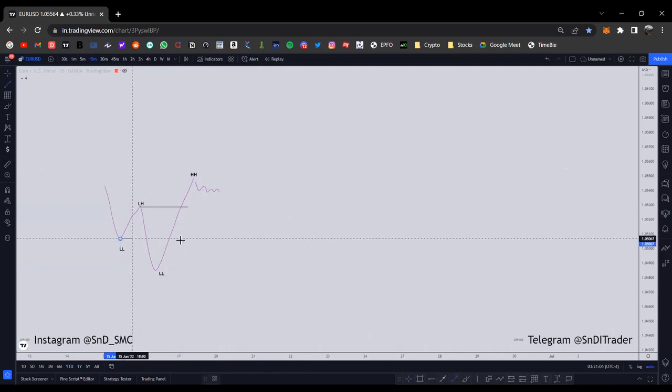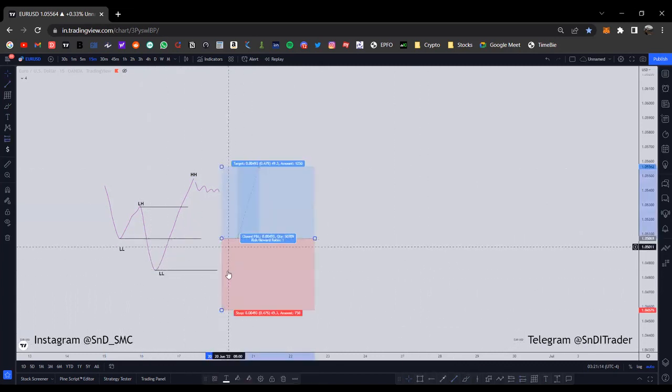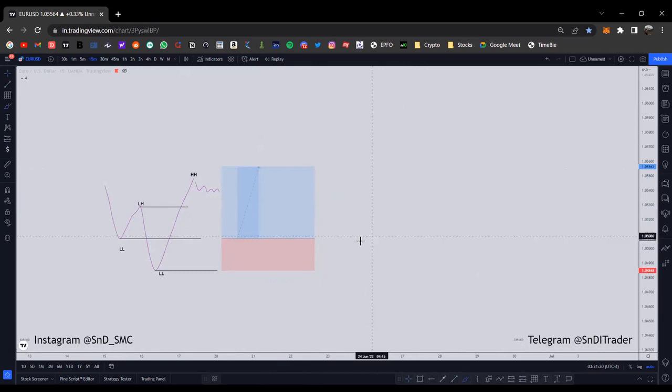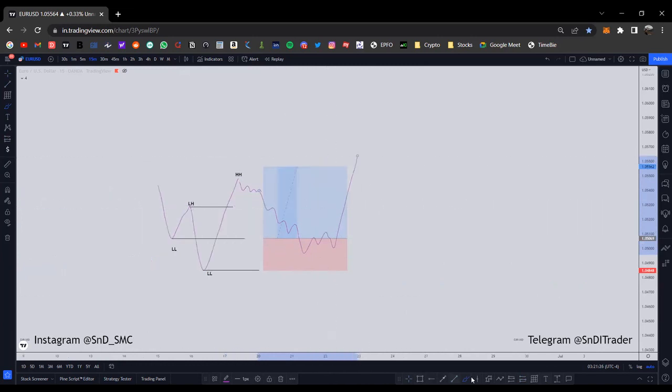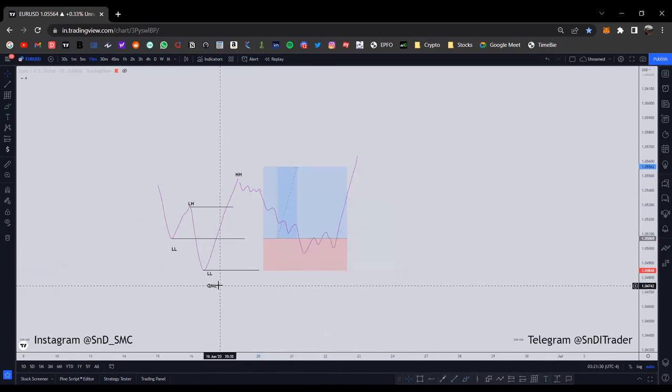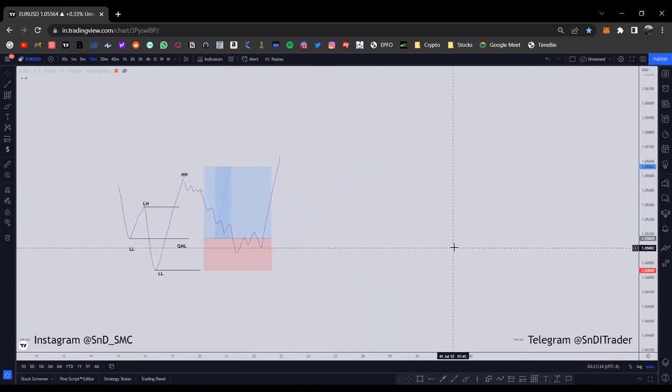So the entry will be at the previous lower low, and the stop loss will be here. So you will be looking for an entry here with the stop loss at this zone, targeting the highs. So you will wait for it to mitigate this zone and give us some sort of reaction here. So this can also be a good QML level. This one. So that is how we determine things.